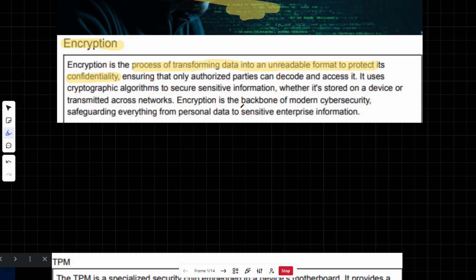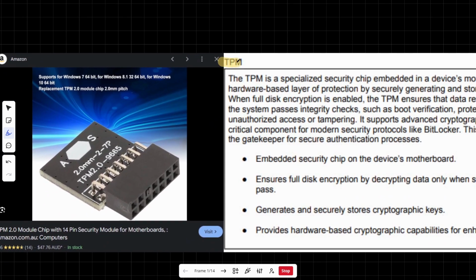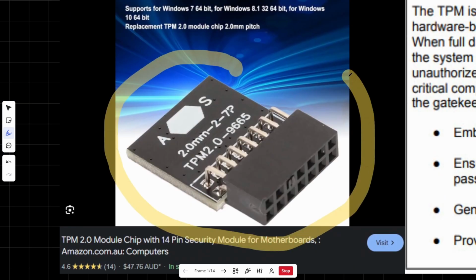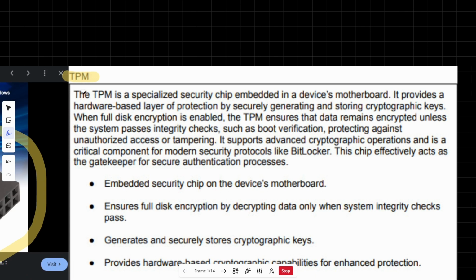Now, the TPM, remember we were talking about that before. The TPM looks something like this. And you might think, what is that? What the heck? Let me tell you about it. The TPM, long story short, is a specialized security chip embedded in a device's motherboard. What does it do? Right?